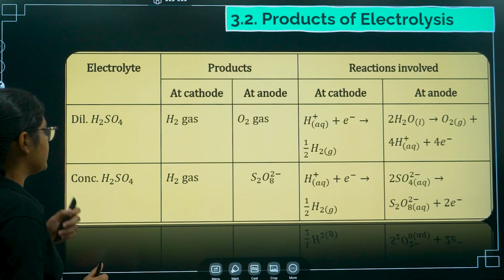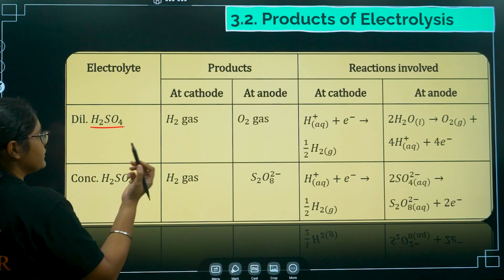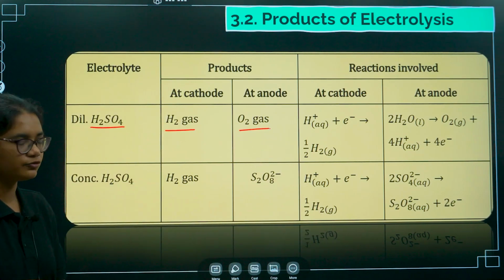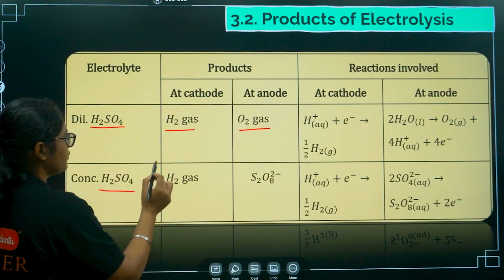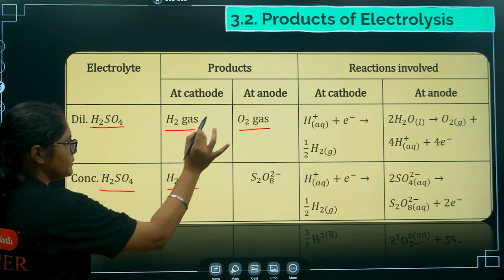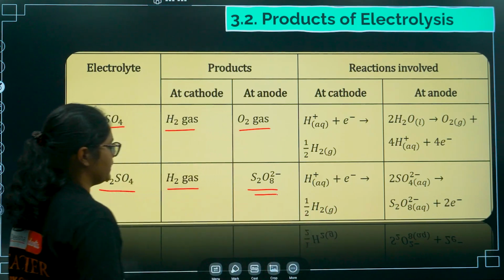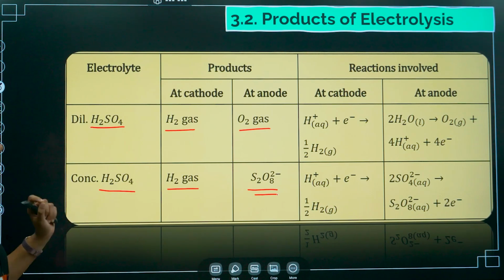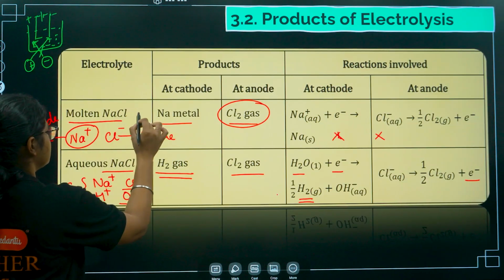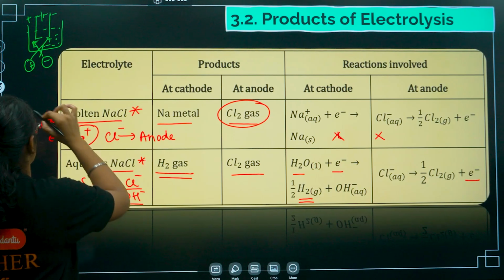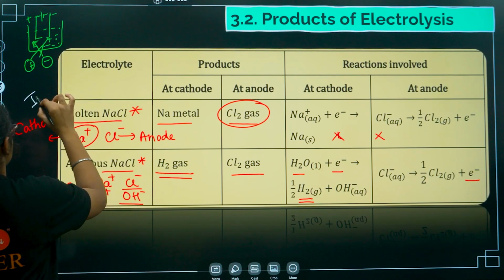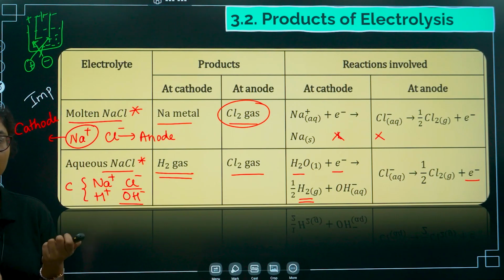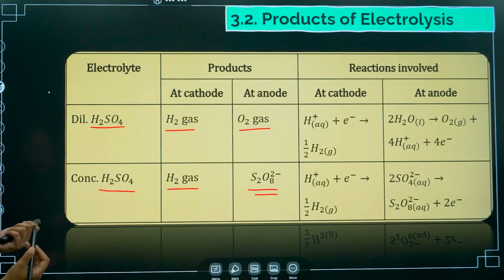Next, similarly, if you take dilute H2SO4, then at cathode H2 gas will be produced, at anode oxygen gas will be produced. If you take concentrated H2SO4, at cathode you will get H2 gas, but at anode you will get S2O8 2 minus. So these are the products. Mostly you have to remember this one is important and this one is important. These two are important, from where we can get more questions. Clear?